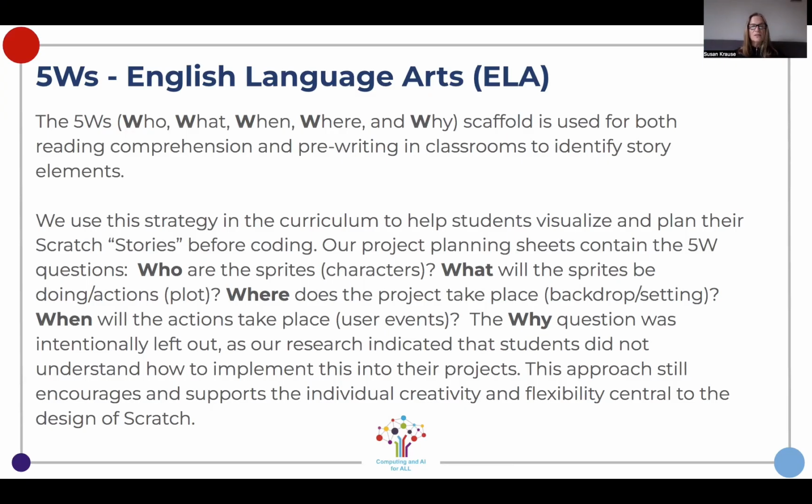Who are the sprites, the characters? What will the sprites be doing, the actions or the plot? Where does the project take place, the backdrop or setting? When will the actions take place, the user events? The why question was intentionally left out as research indicated that students did not understand how to implement this into their projects. This approach still encourages and supports individual creativity and flexibility central to the design of Scratch.